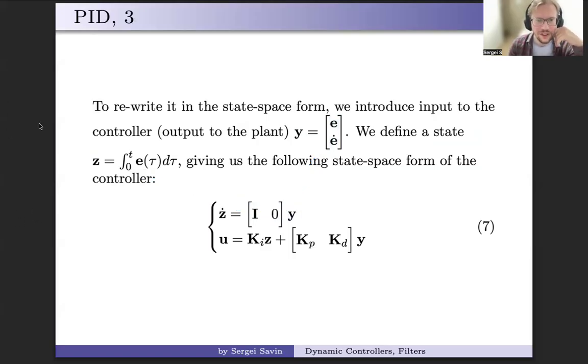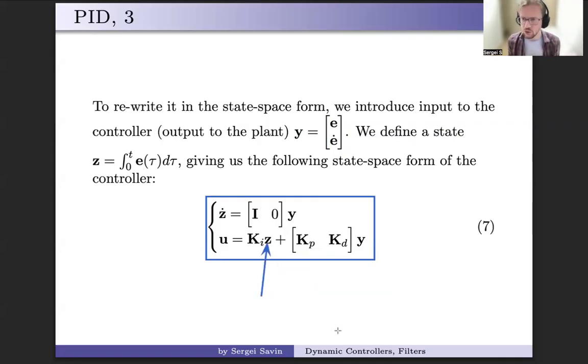Now, what is the output? Output is PID, proportional integral derivative. So proportional component times e, derivative component times e dot, integral component times z, so times the integral. That's it. So now you can see this is equivalent to PID, but now we can see that there is a state. The state is z.